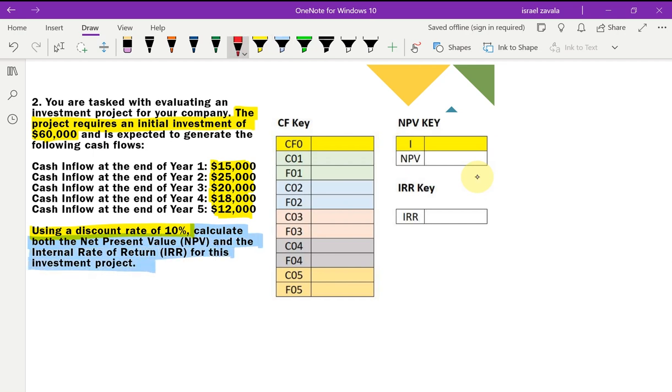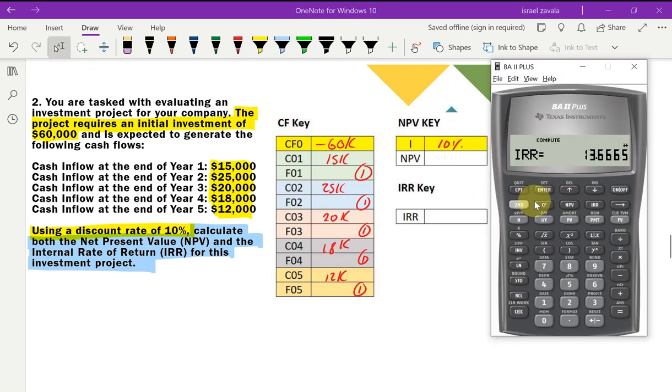So again, initial investment, CF0, minus 60,000, and then 15,000, 25,000, 20, 18, and 12. And all the frequencies we're just going to leave untouched. Okay. Now, I is our discount rate, 10%. Let's go back to our financial calculator. Go back to cash flow, second clear, and that should clear out your IRR and your NPV, and it'll give you a clear cash flow.